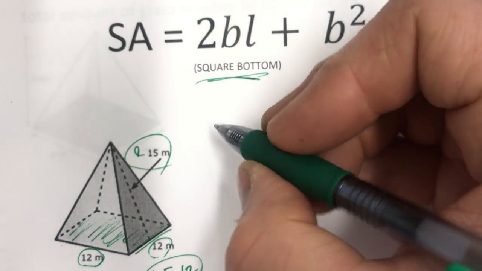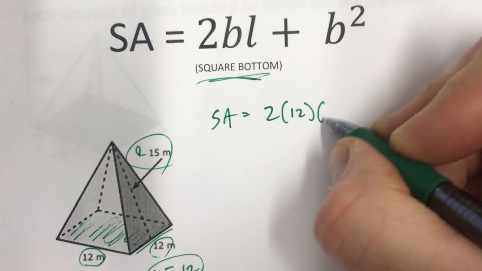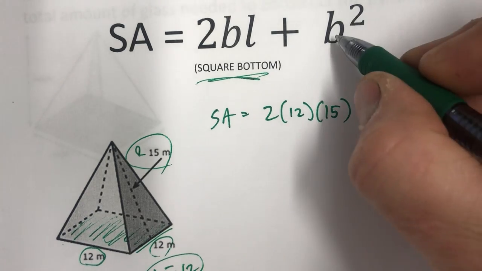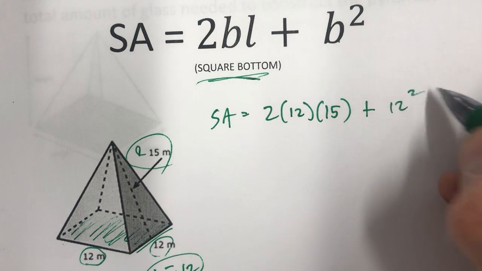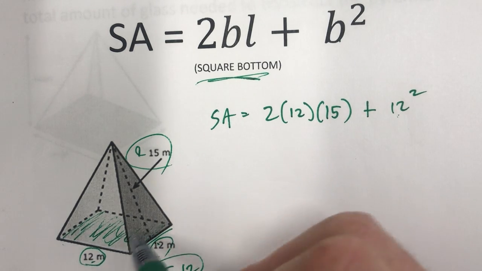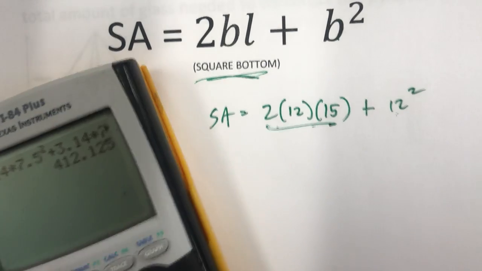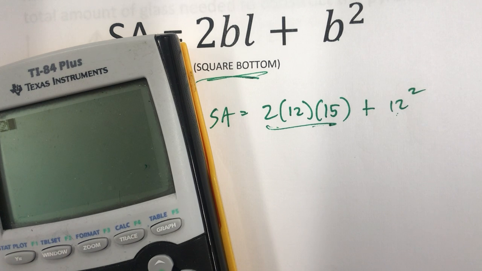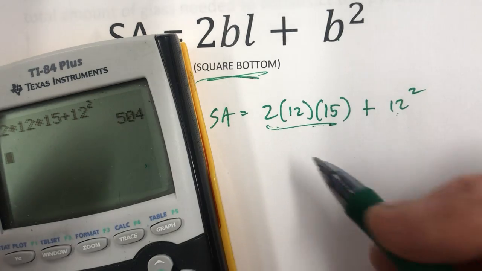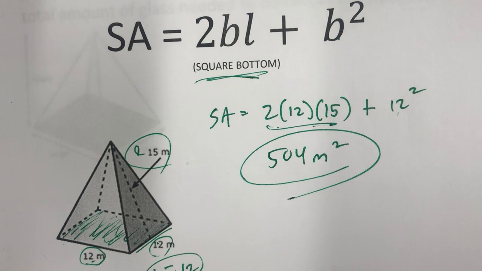So when I use this formula here, my surface area is going to be 2 times B, which is 12, times L, which is 15, plus my base, which is 12, squared. See, the base is a square, so 12 times 12, 12 squared is the area of the base. And this right here is going to tell me my lateral area. And so I just punch those in. So let's see here. 2 times 12 times 15 plus 12 squared. And here we go, 504. And these are meters. That's my surface area.